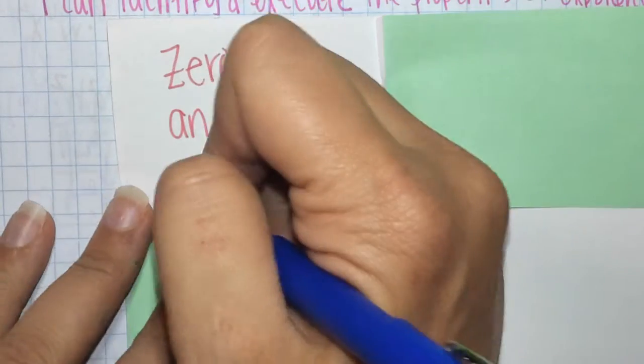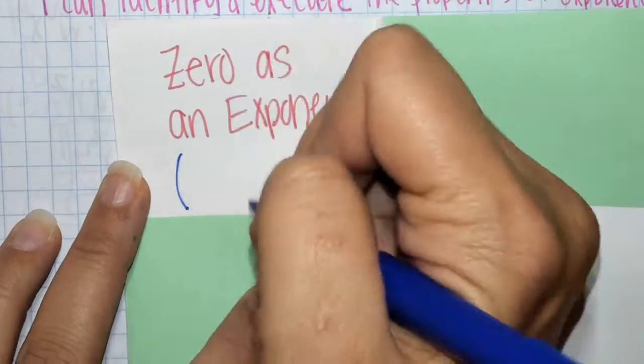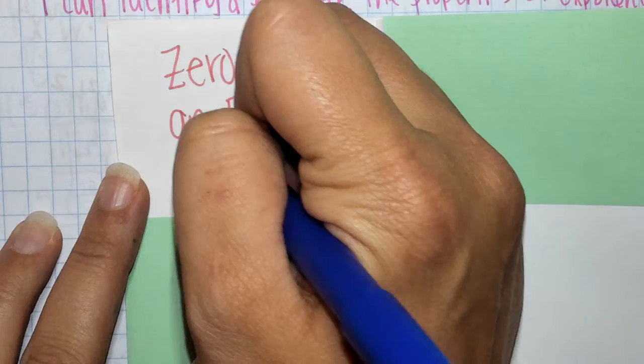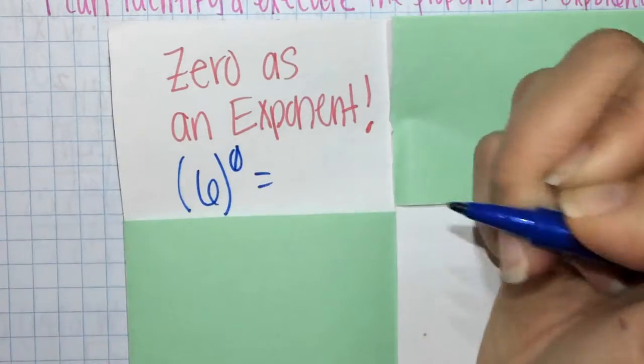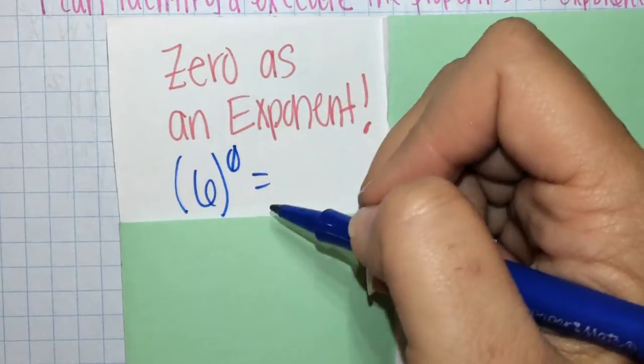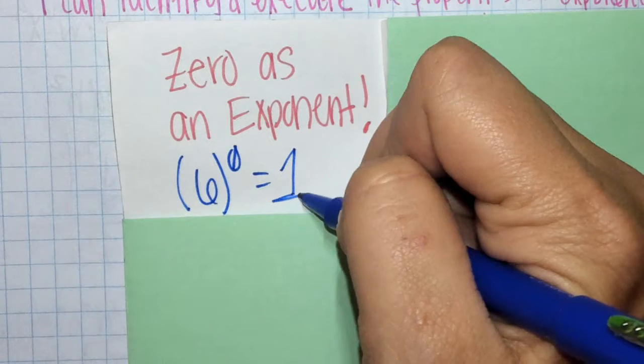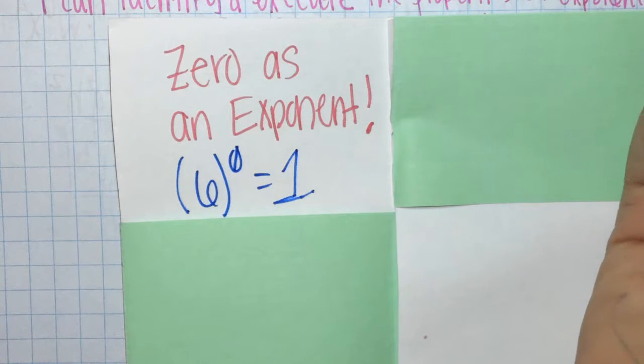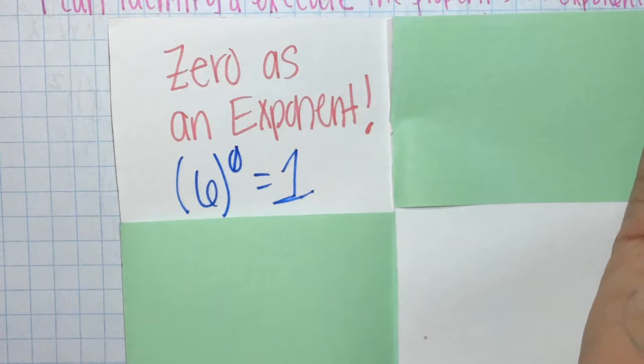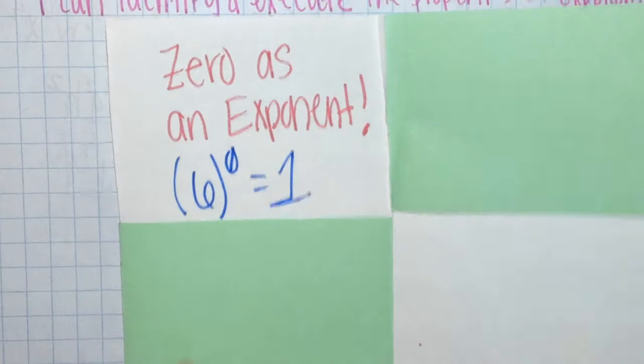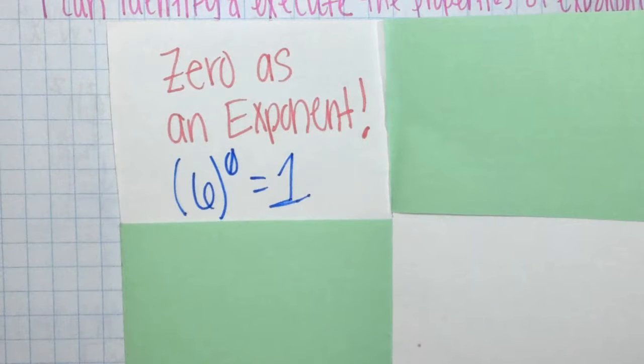Alright, 0 is an exponent. So anything in the whole wide world to the 0 power is always 1. Anything to the 0 power is 1. That's it. That's all you have to do.